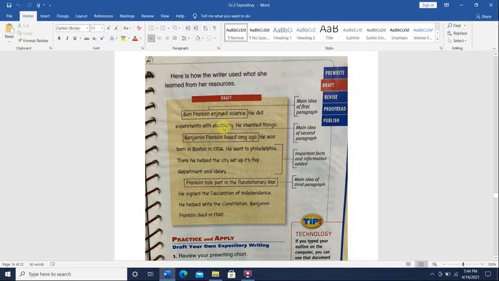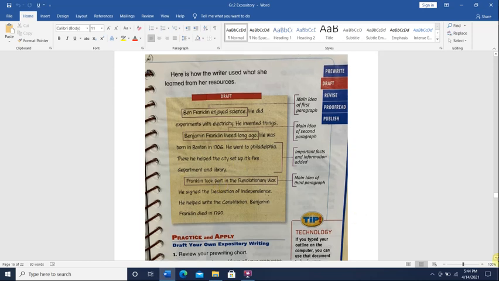For example, he was born in Boston in 1706. He went to Philadelphia when he was 17 years old. We added that detail in class. And there he helped the city set up its first fire department and library. In the third paragraph, the main idea would be about how he helped the Americans during the Revolutionary War, but we did not add that. So that's how we practiced.